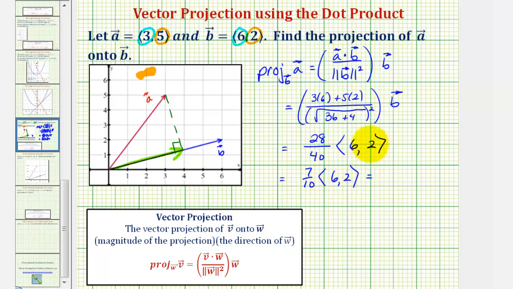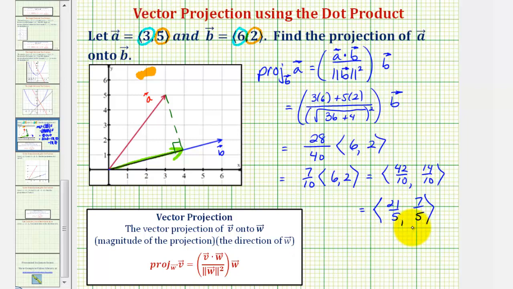Performing the scalar multiplication, we would have an x component of 42/10, comma 14/10. But of course, these fractions simplify. 42/10 simplifies to 21/5, and 14/10 simplifies to 7/5. So this would be the projection of vector A onto vector B.